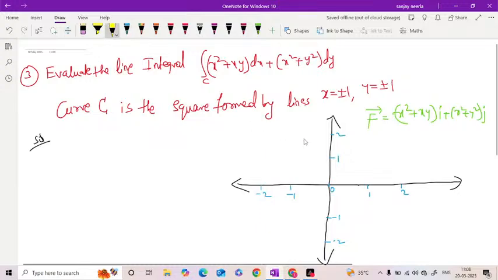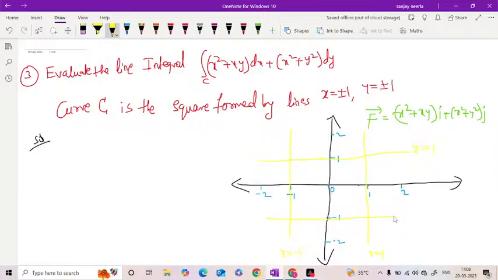The first line is the x is equal to 1 line. So this is the x is equal to 1 line, and this is the x is equal to minus 1 line. Next one, y is equal to 1 line. This is the y is equal to 1 line, and the next one is the y is equal to minus 1 line.